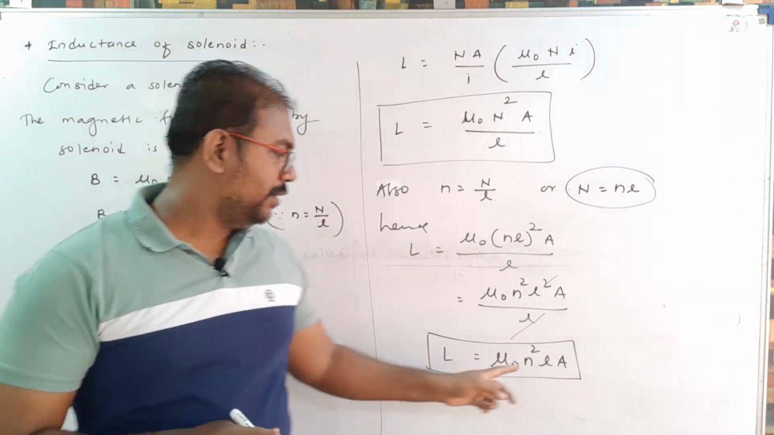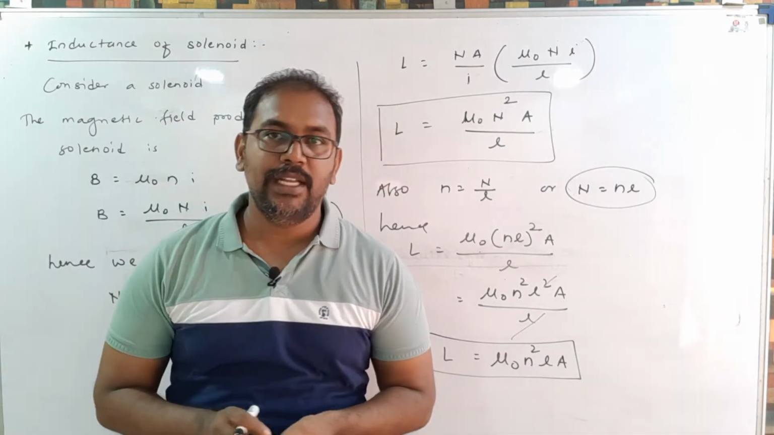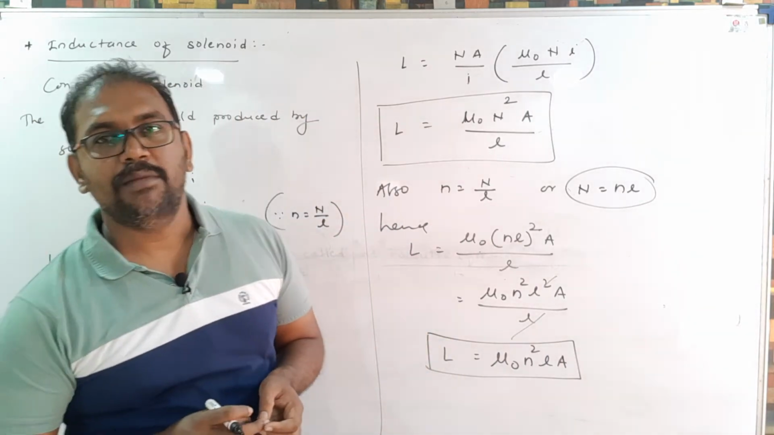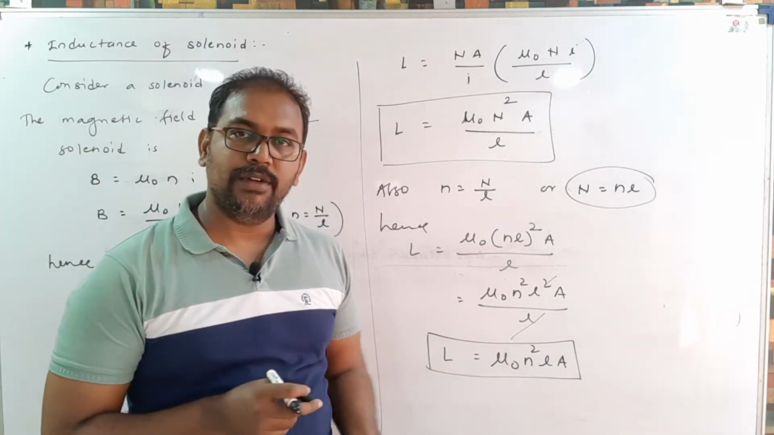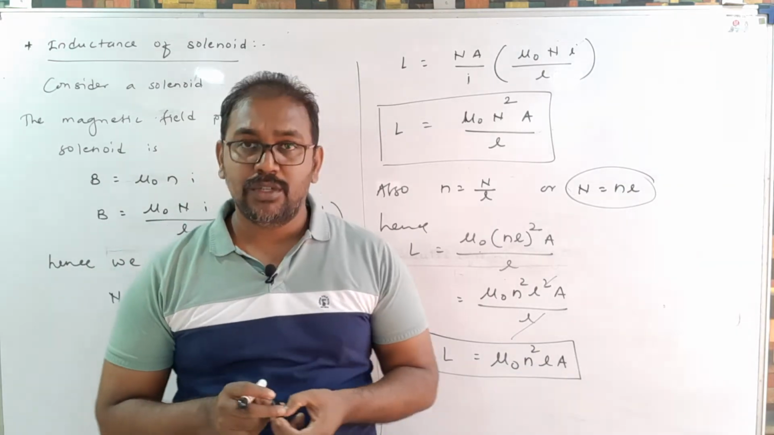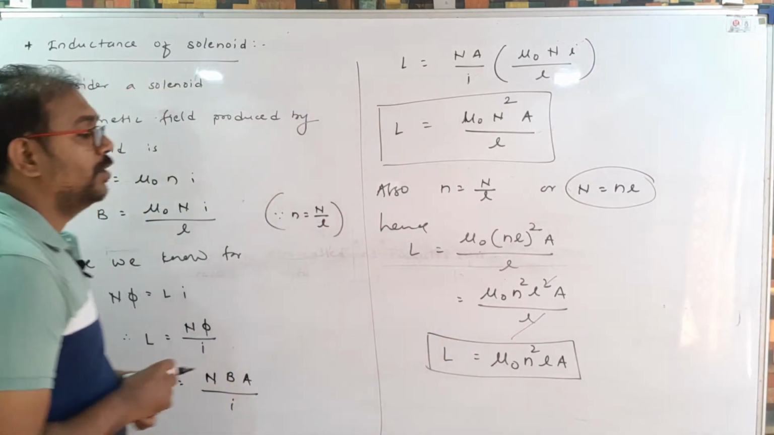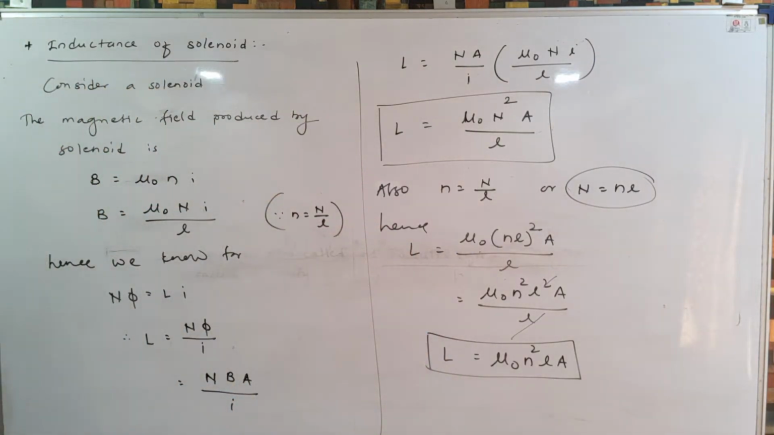Now you note one thing here. This L is the length of the solenoid, A is the area of the solenoid. So length of the solenoid multiplied by area of the solenoid is the volume of the solenoid. So instead of this we can substitute volume also, meaning we can write this formula in a modified format also. So I hope you understood how we get this formula for inductance of a solenoid. And by this formula you can conclude that inductance is proportional to the square of the number of turns or number of turns per unit length also.